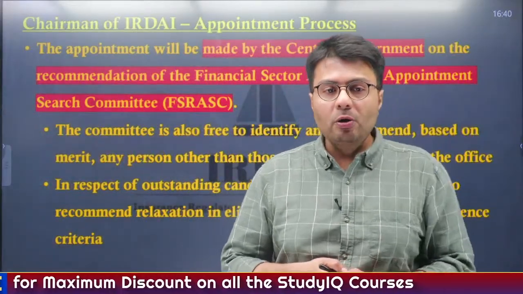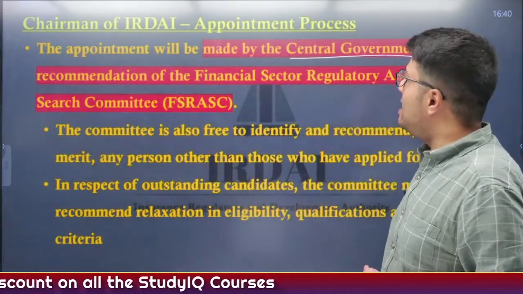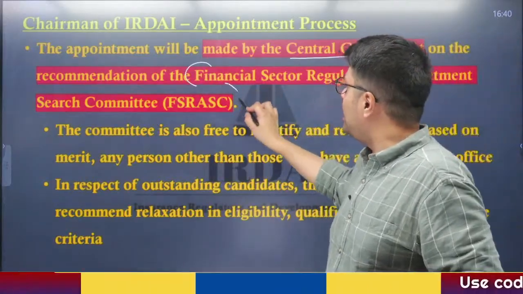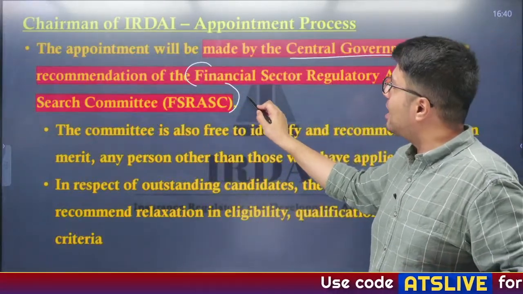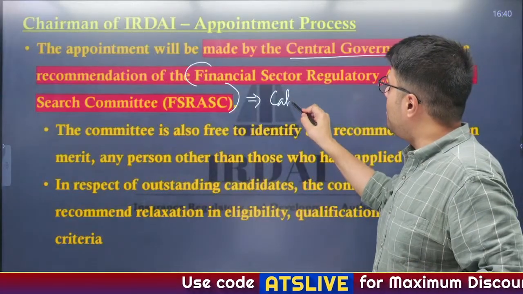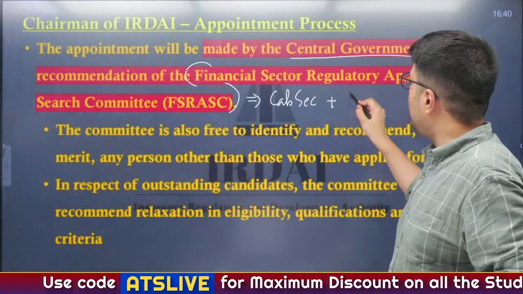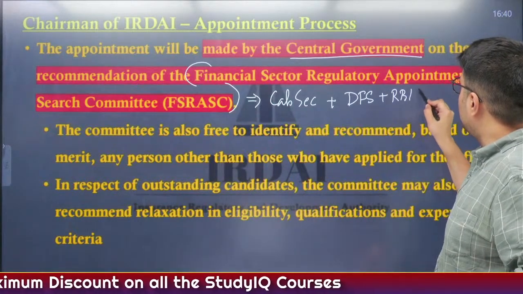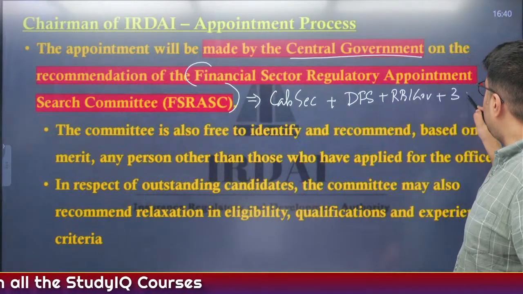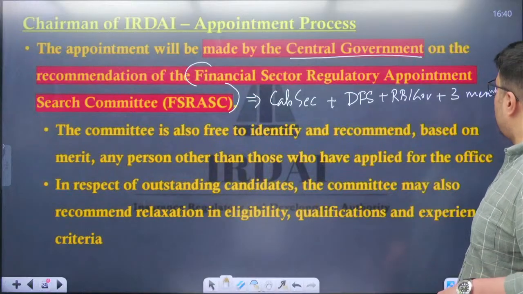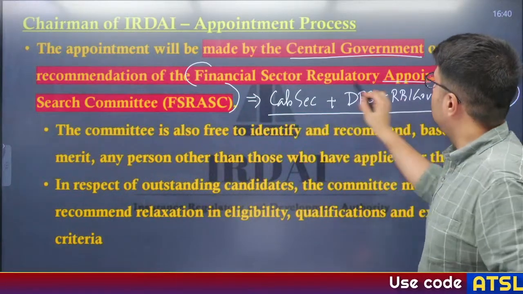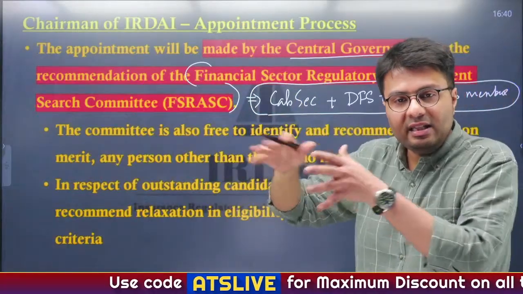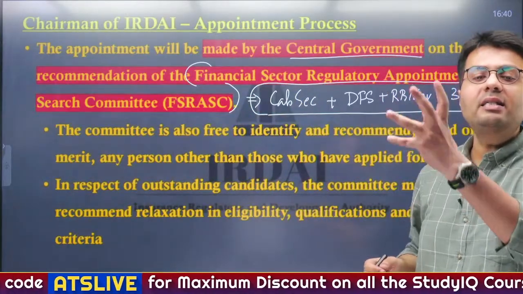Now the appointment process is actually completed by the central government, but the names of the recommended people are given to the government by the Financial Sector Regulatory Appointments Committee. This is headed by the Cabinet Secretary of India, and it also includes the Secretary of the Department of Financial Services, the RBI Governor, and 3 other members. So this is FSRARC, and they give the names to the Government of India. The government will finally select the person.